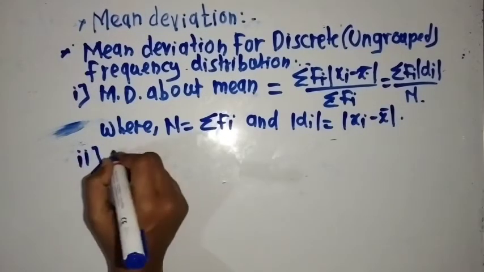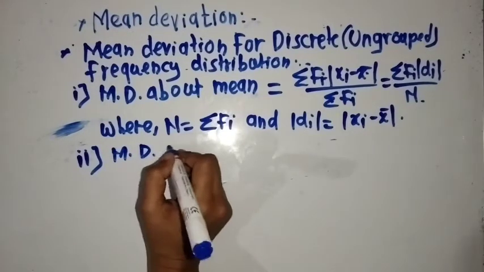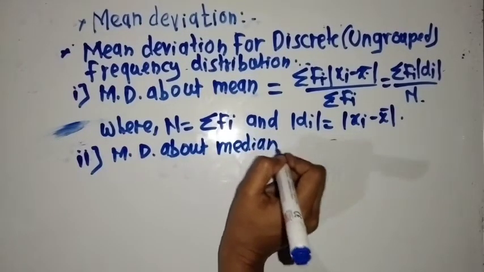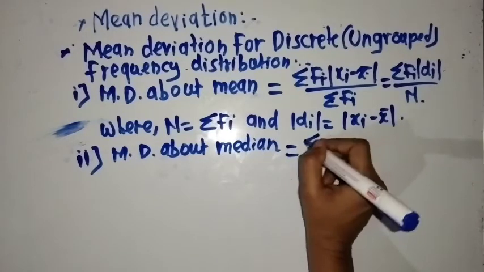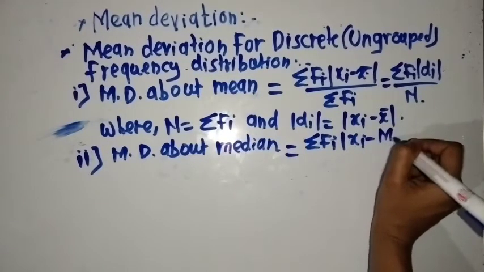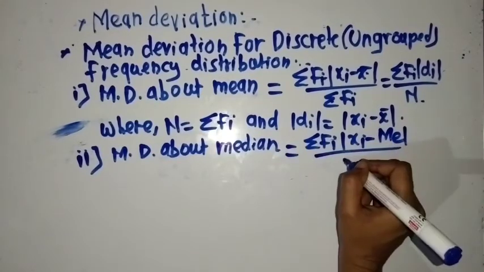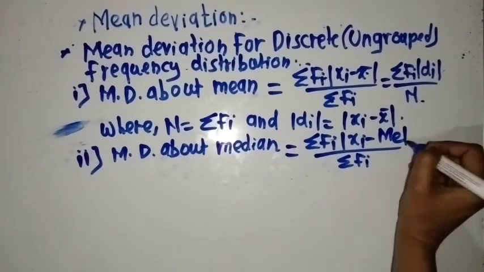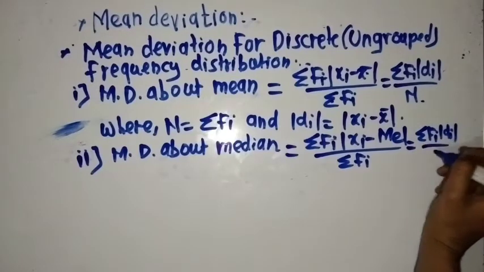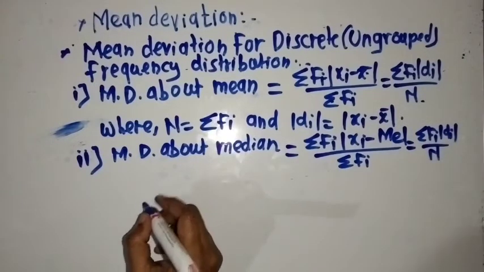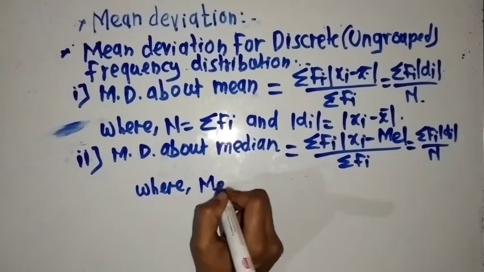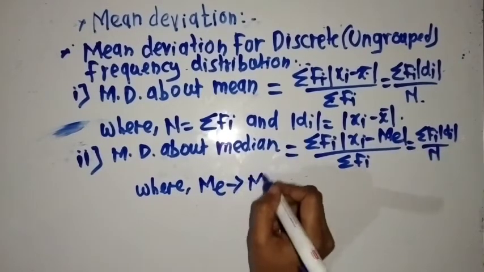And second, mean deviation about median is equal to summation of fi mod of xi minus Me upon summation of fi and is equal to summation of fi into mod di upon n, where Me is the median.